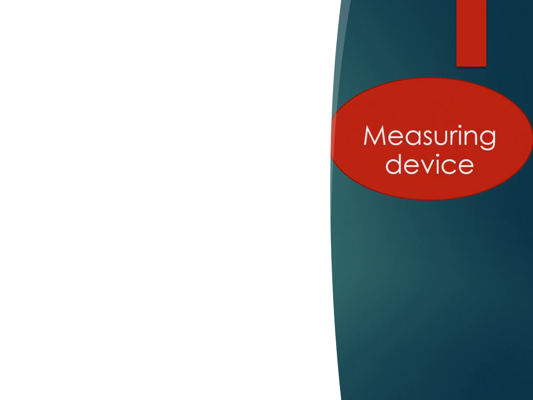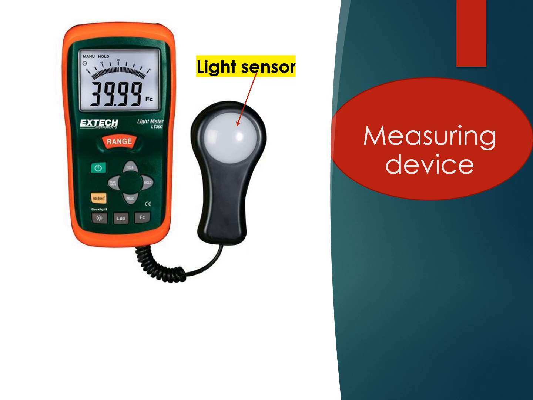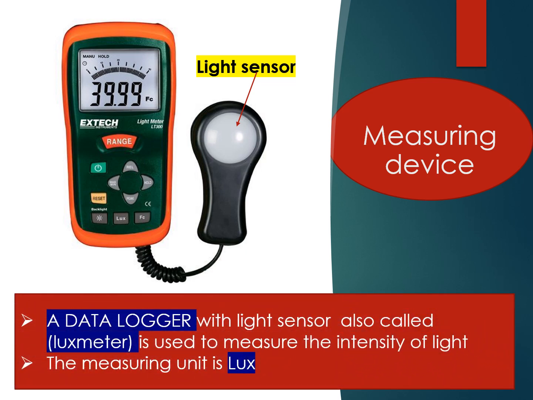Now we are going to speak about measuring devices. What device can we use to measure light intensity? Here, as you can see in this picture, this is a data logger. This device is called a data logger with light sensor. Here is the light sensor which can check the light intensity, and the device here will write the amount of intensity of light. The light sensor is also called a lux meter.